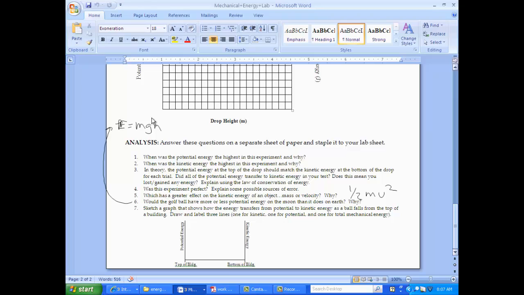Less gravity. That's why when you see pictures or videos of people walking on the moon, they kind of float around. Gravity's a lot less. So therefore, if this number is smaller, potential energy is smaller. All right, so potential energy is smaller on the moon. Yes?